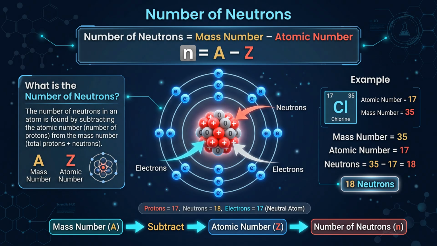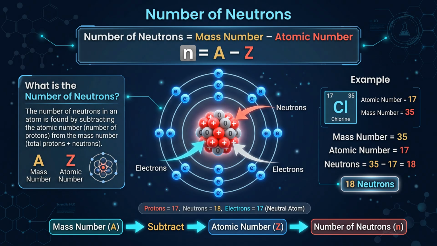First, identify the mass number. Second, identify the atomic number. Third, subtract the atomic number from the mass number using the formula N = A − Z. The answer will always be the number of neutrons. This method works for every element in the periodic table.